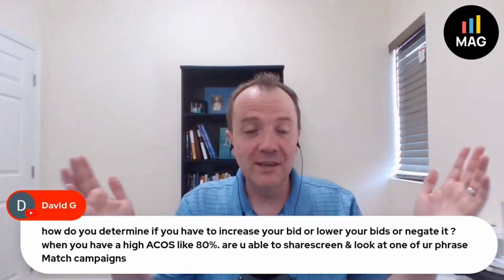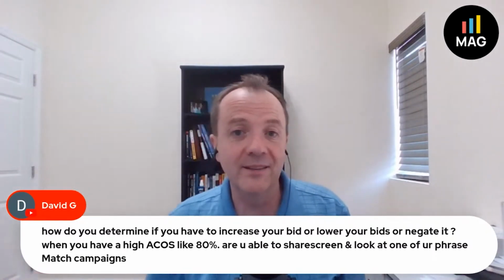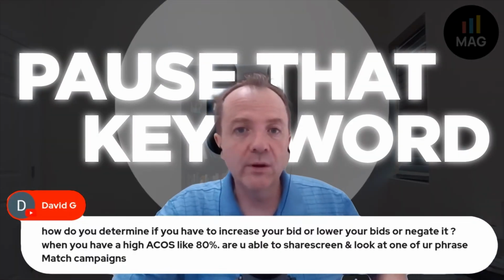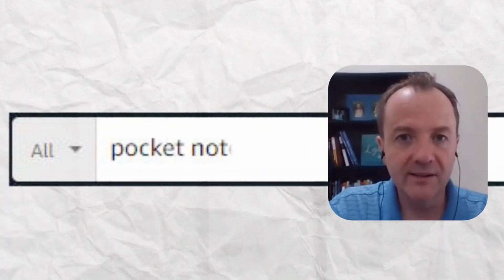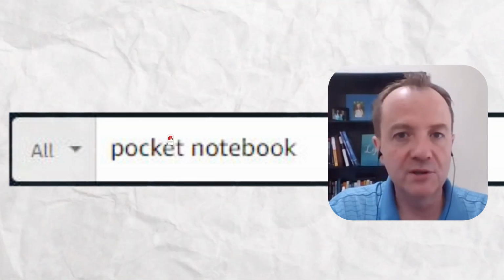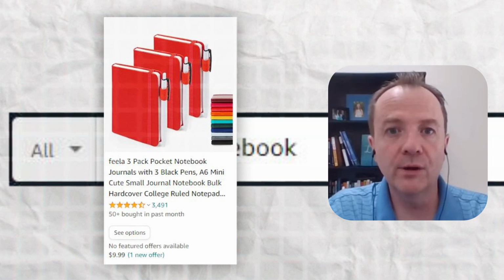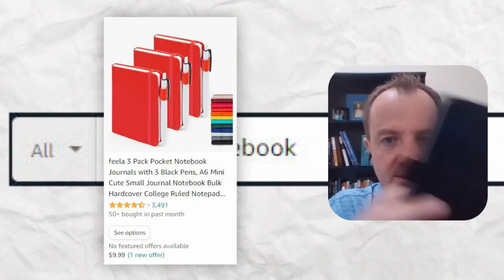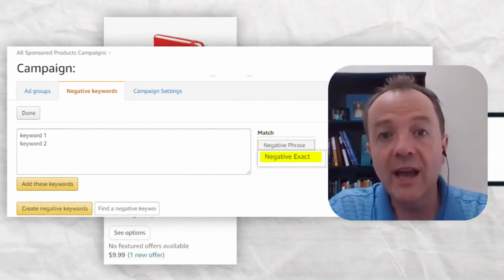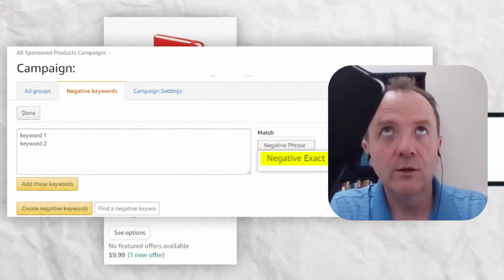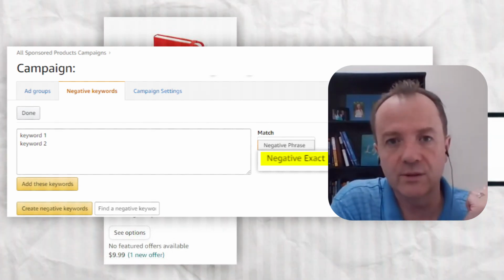And then if you have given it a long period of time and you're still getting 80%, and there's nothing you can do about it, then I would either pause that keyword, or if you're finding that it's more of a search term, meaning you're going after pocket notebook, but you keep showing up for red pocket notebook for English class, and you don't perform well on it, then maybe you want to exact match negative on it, because maybe you're showing up for other search terms for the keyword that you were going after because it was a broader phrase.